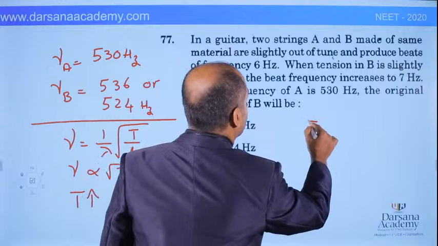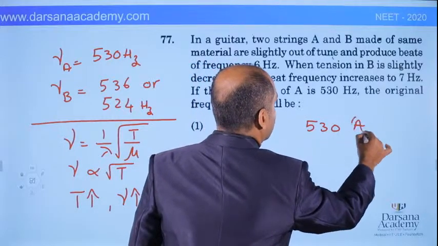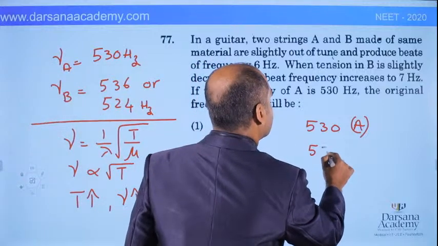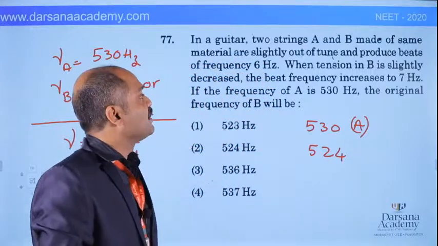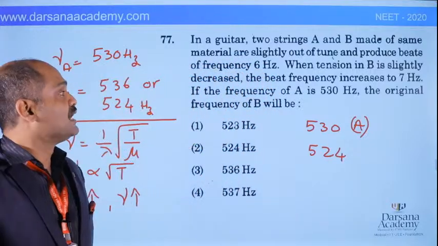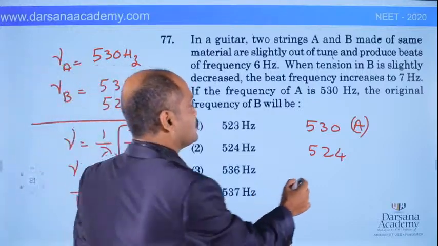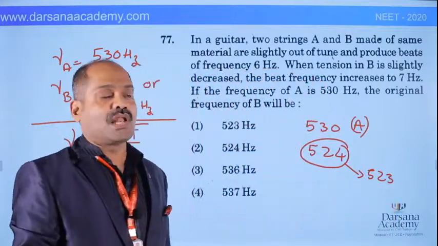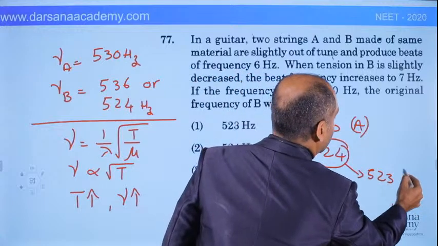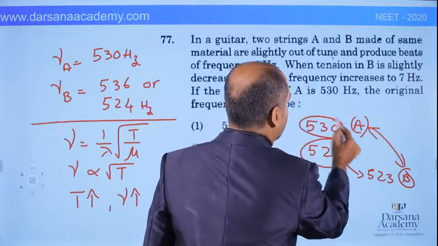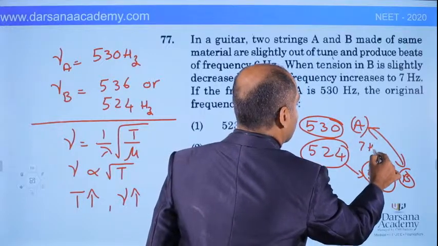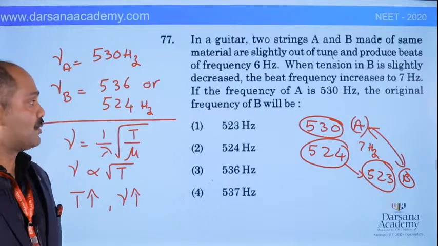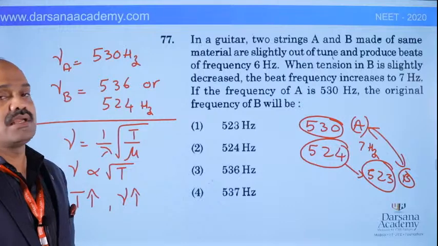The frequency of A is 530. Only if you choose the frequency of B as 524, and you decrease the tension, the frequency of B is going to decrease. Assume this 524 decreases to 523. Now if you beat A and B together, between 530 and 523 we get a 7 hertz beat. So the frequency of B has to be 524. Just by logic, you can get that answer.